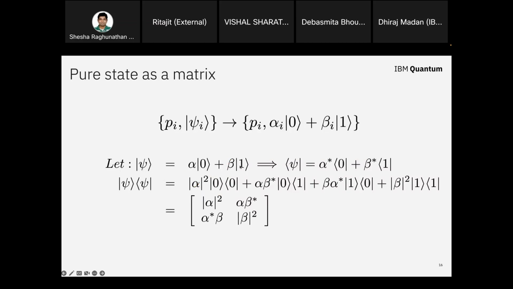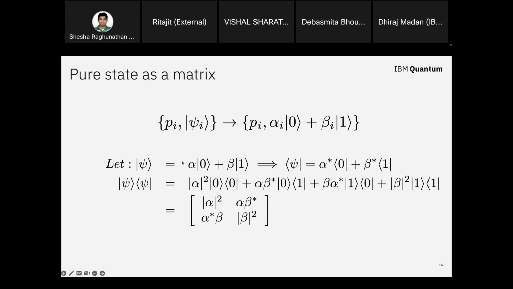Let's say psi is alpha |0> plus beta |1>. Note that the complex conjugate transpose, the adjoint of that state, which is the bra of psi, is alpha star <0| plus beta star <1|. So it follows from a simple transformation. Now let's do what is called an outer product of the two. So you have |psi><psi|, which is the outer product representation.